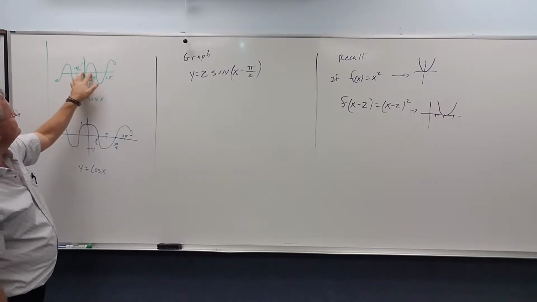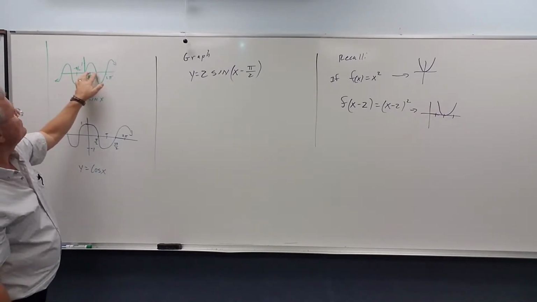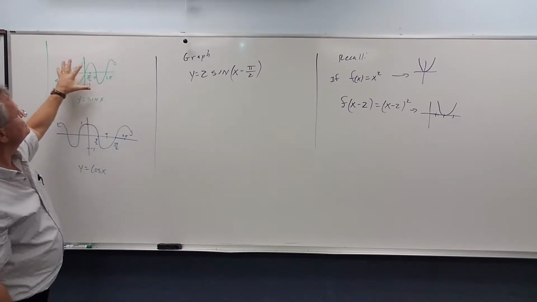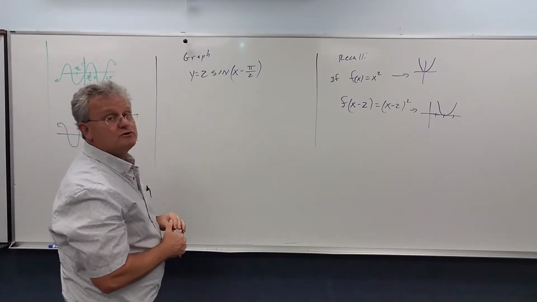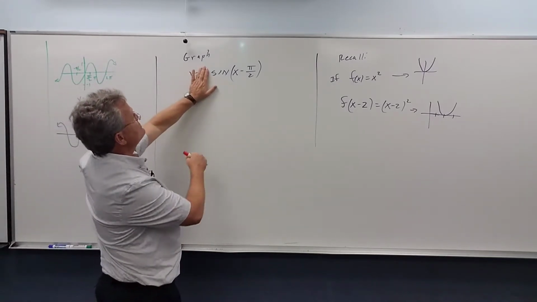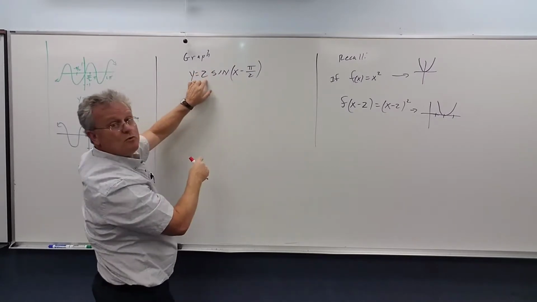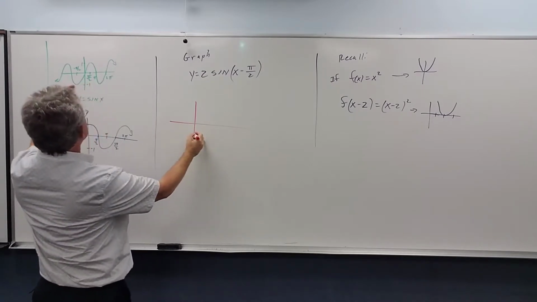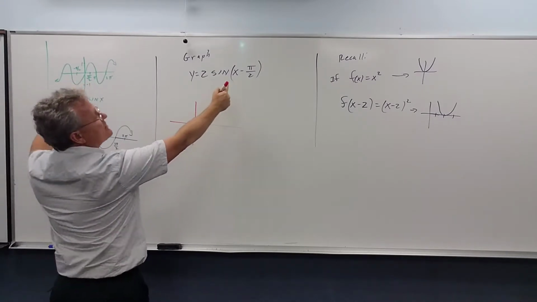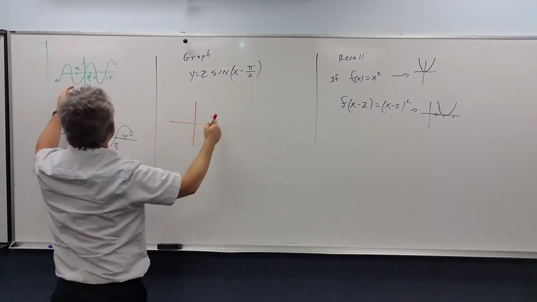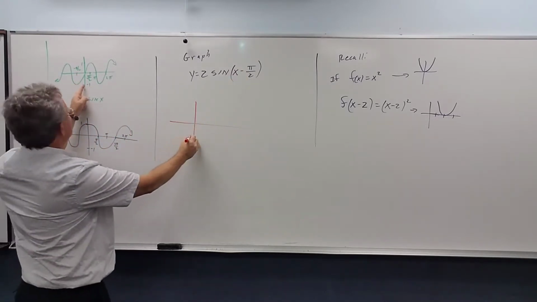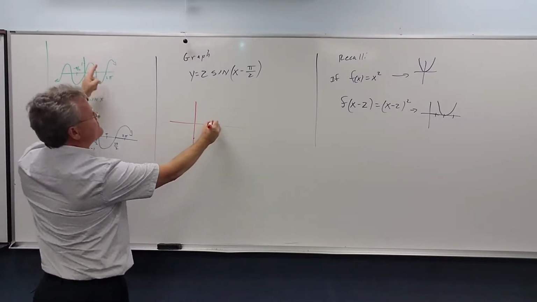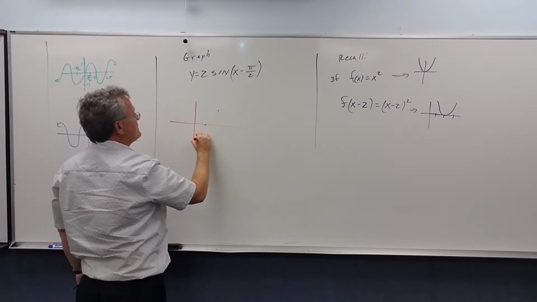Here's our pi over 2. It's going to take the whole thing and move it over this much. So this goes over here, this goes over here. So we just take the whole thing and move it over. So all I'm going to do right now is just worry about the graph of this, then we'll worry about the 2. So when I shift this whole thing over, shift it to the right by pi over 2, this goes over to here, this goes over to here, this goes over to here. And we end up with this.